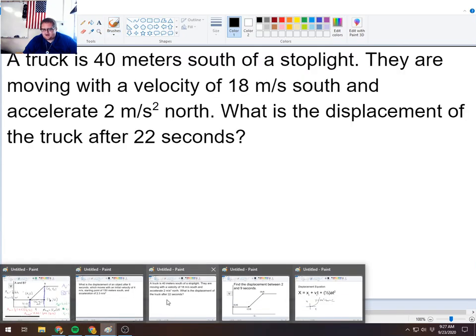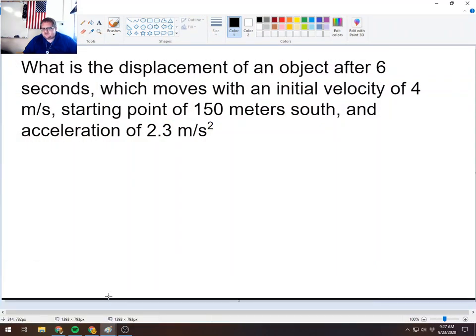Okay, let's look at an example problem. I think this is the first one I have for you. What is the displacement of an object after 6 seconds, which moves with an initial velocity of, sorry, positive 4 meters per second, starting at a point 150 meters south, and accelerating at 2.3 meters per second squared. Again, acceleration is a vector, so since that's positive, I'm assuming acceleration is north.